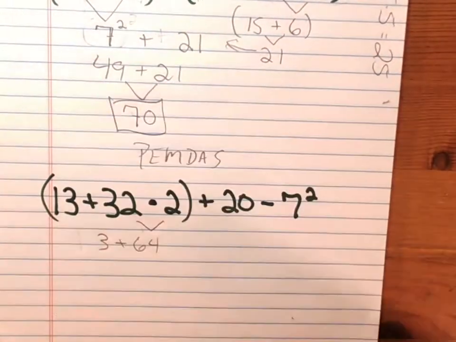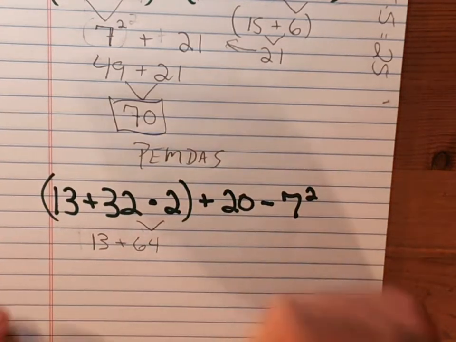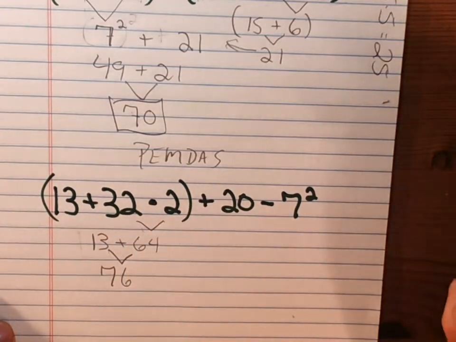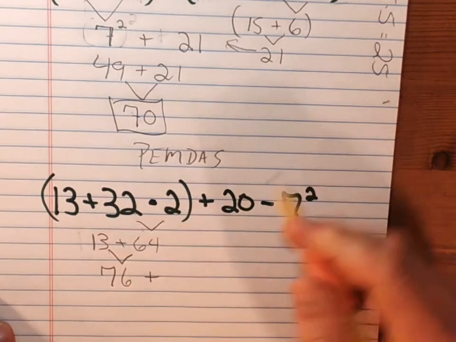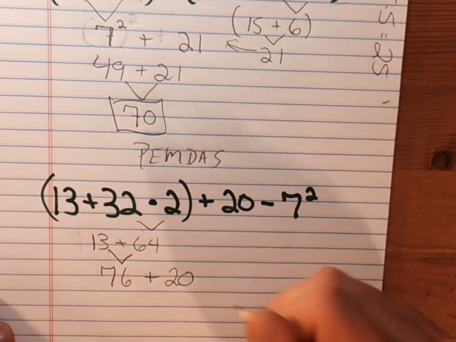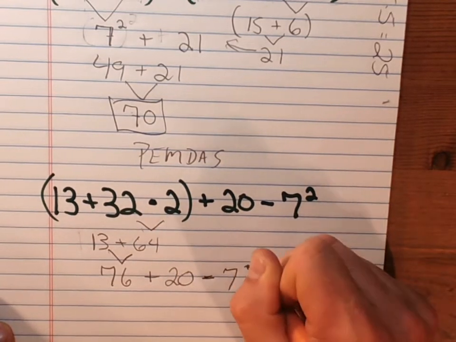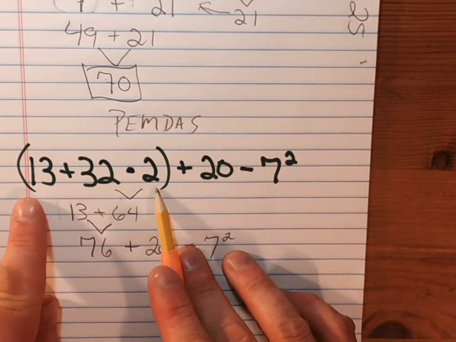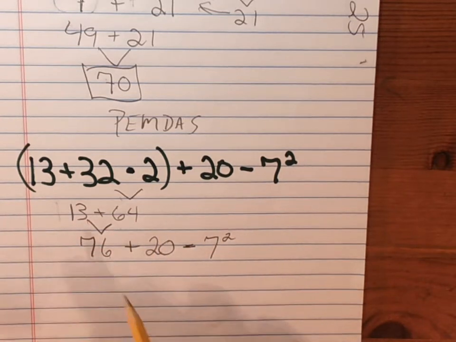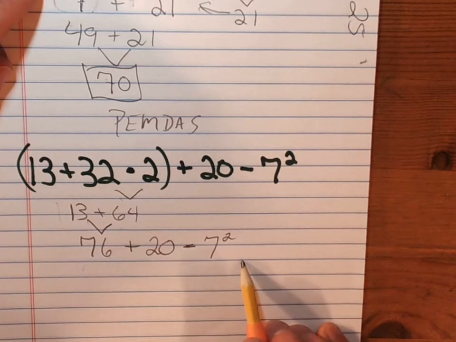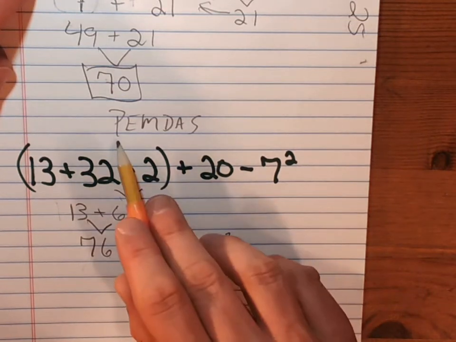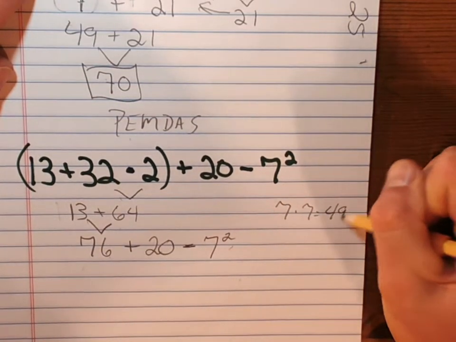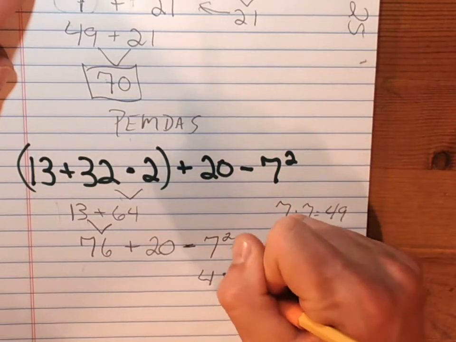I'm sorry, it is late. All right, 13 plus 64 is going to be 77. And I'm going to rewrite and bring these down: 77 plus 20, take away 7 squared. All right. Are you with me? So far, I've evaluated these parentheses to be 77. All right, PEMDAS. Exponents. No parentheses, I have that E. 7 squared is the same as 7 times 7, and that is 49. So now I'm just going to rewrite everything.